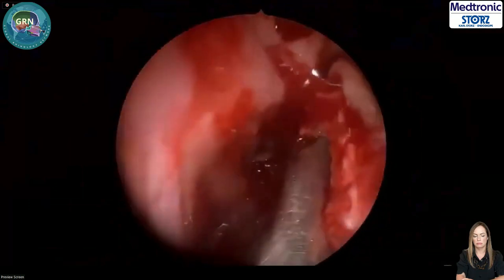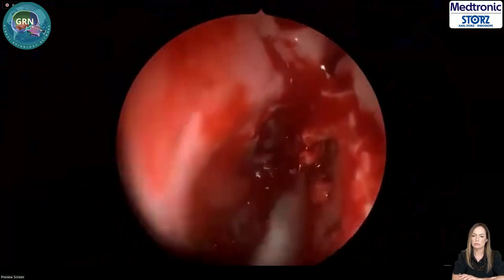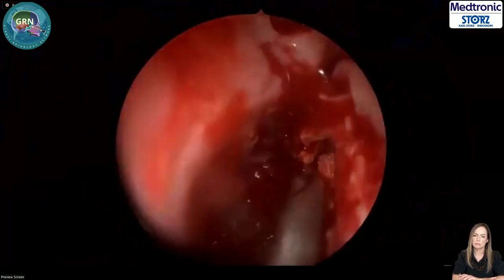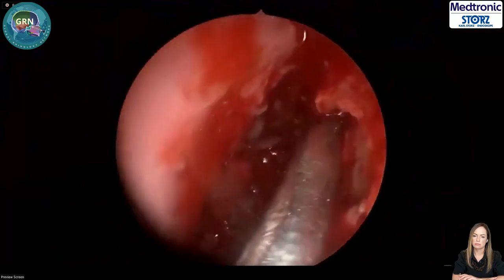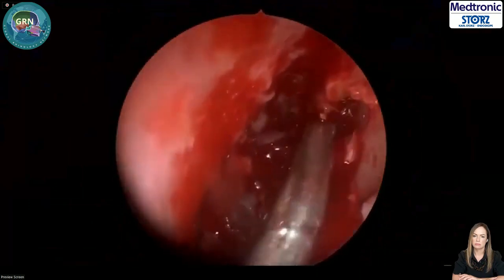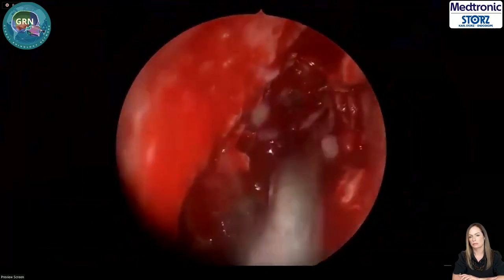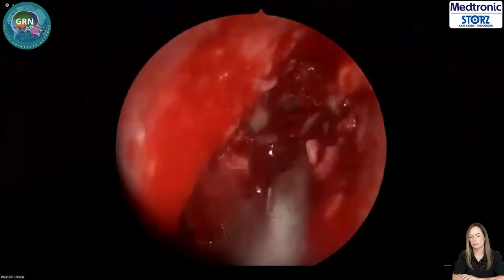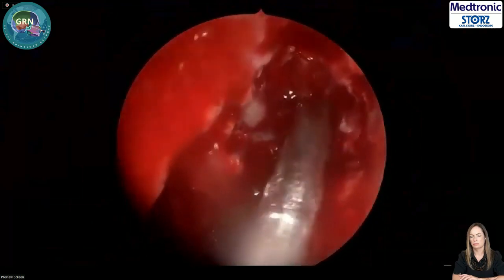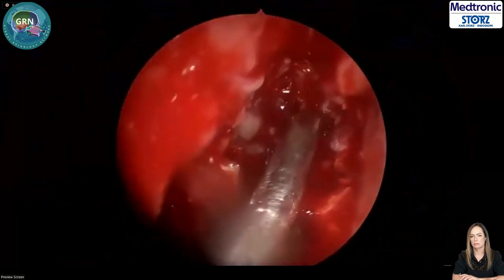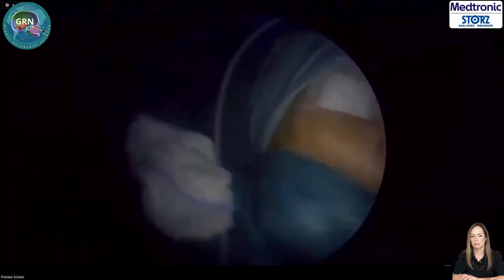This is the remnants of the concha bullosa, the medial wall of the concha bullosa.